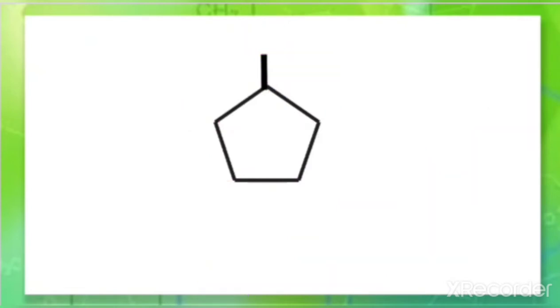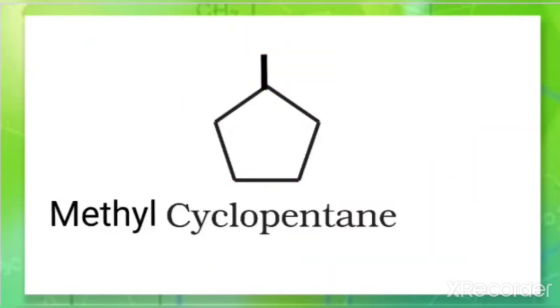So the name for this one is methylcyclopentane. This is the name for this one. Next compound. Now this is also in the form of a bond line. We have to write what is actually here. It's a cyclic compound having a substituent here, that is, the methyl group is a substituent.